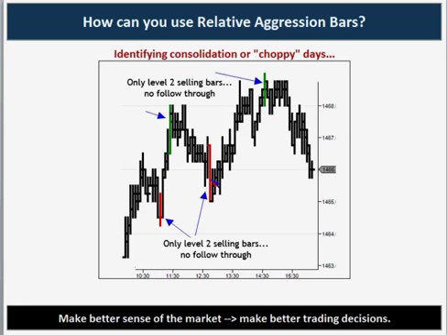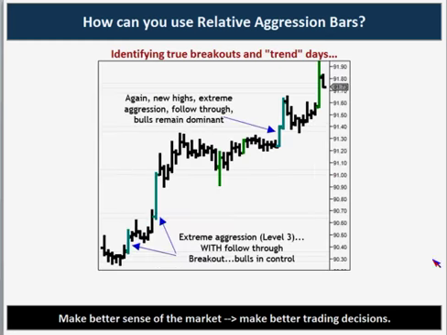It's a pretty good sign that this is a market with no conviction behind it, and that you want to certainly either stand aside or employ more of a reversal fade type of strategy for that day. Now on the flip side, you can use these relative aggression bars to identify true breakouts, not head fakes, true breakouts, identify trend type days.